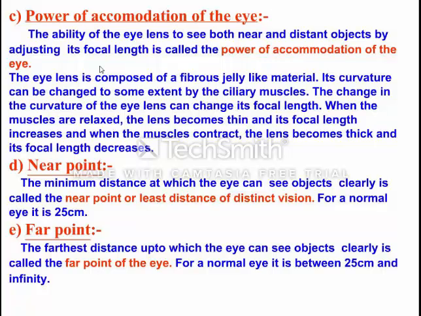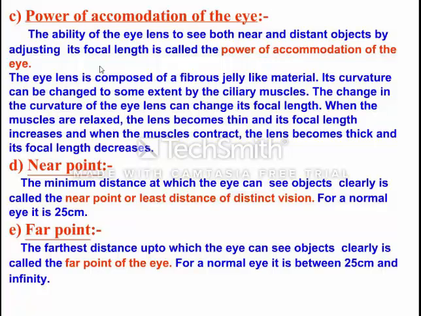So that is what I am saying: when the muscles are relaxed, the lens becomes thin and its focal length increases, and when the muscles contract, the lens becomes thick and its focal length decreases. When the lens becomes thick and focal length decreases, we are able to see nearby objects, and when the focal length increases, we are able to see far objects. The ability of the eye to see near objects as well as far objects by adjusting the focal length with the help of the ciliary muscle is nothing but the power of accommodation of the eye.